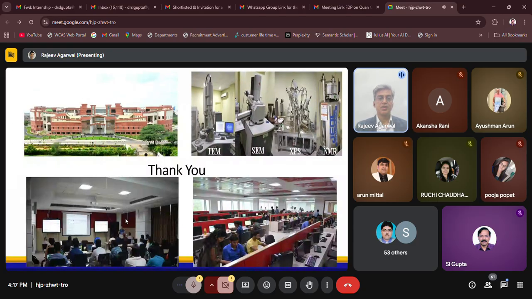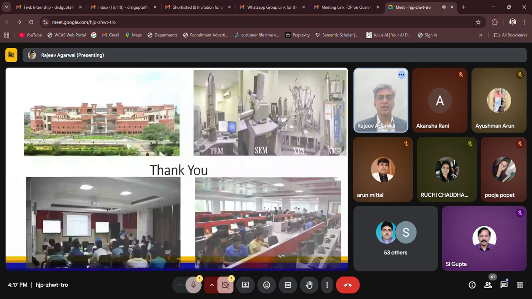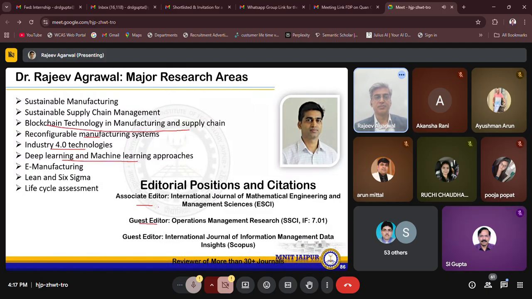So this is the building of MNIT, Asia's biggest lecture theatre complex. And these are the various facilities. If you want to visit MNIT Jaipur anytime, please email and then we can try to accommodate.